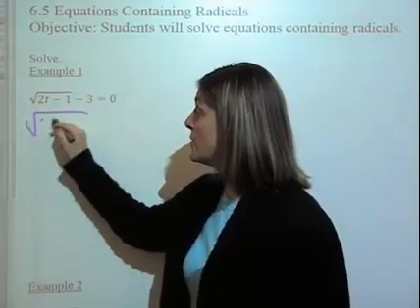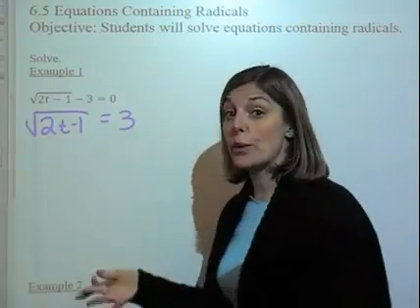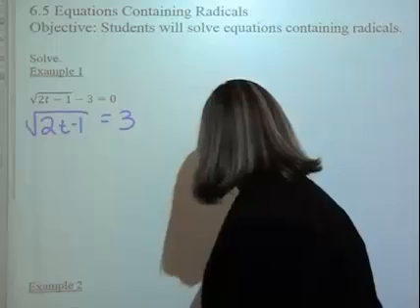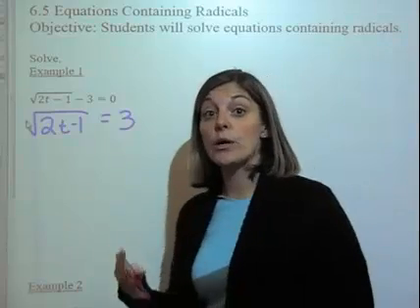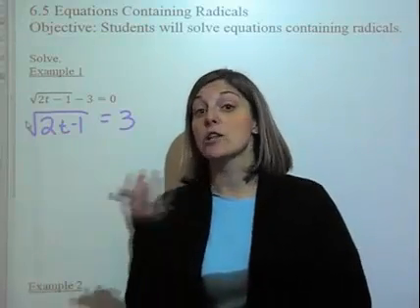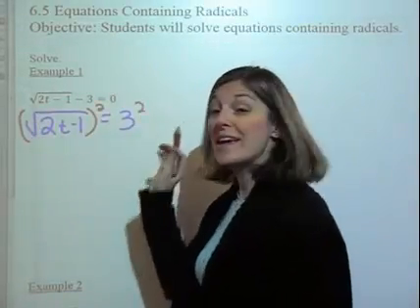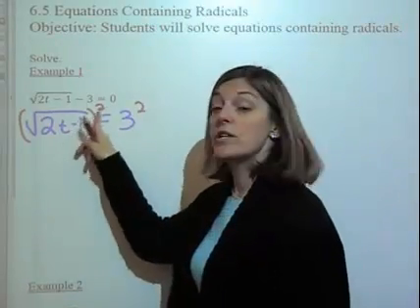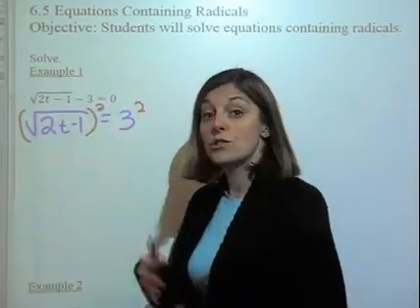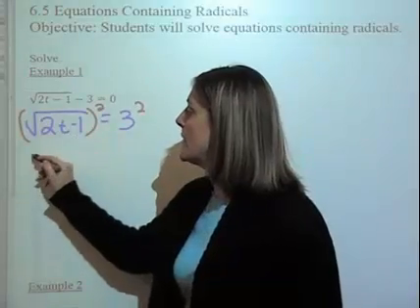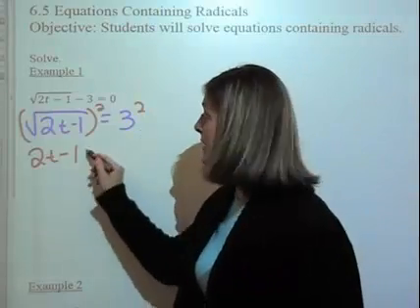So we have the square root of 2t minus 1, that's all under the radical, equals 3 because we add the 3 to both sides. Now, in order to get rid of the radical, we can square both sides. Remember, you can do an operation to one side as long as you do it to the other side as well. So we can square both sides of the equation, and when we do that, the square and the square root, they're inverse functions, so both of those just disappear. So we end up with 2t minus 1 equals 3 squared, which is 9.